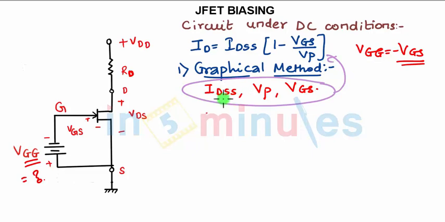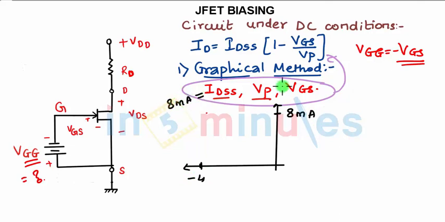Graphically we'll solve. Now you know IDSS and VP. VP is given in the question, right? So you can plot the transfer characteristics. What I have told in the previous video, you can draw the transfer characteristic. Suppose a value of IDSS is given as 8 milliamperes and VP is given as minus 4, for example.